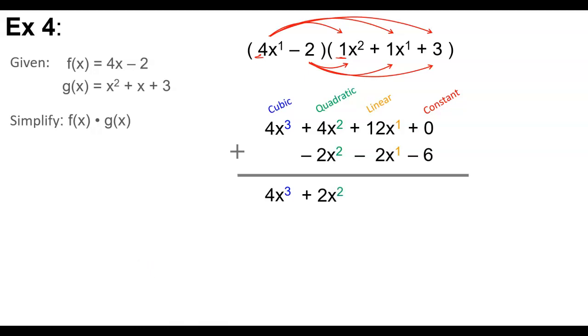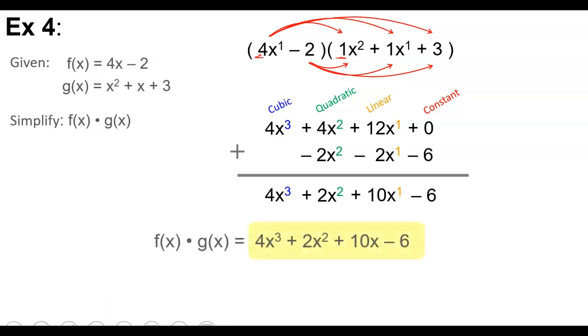What about the next one? 12 minus 2? 10x. And then the last one? Negative 6, okay? Careful with the signs, because I don't want y'all to get these wrong based on that. Okay, and that would be your final answer. But you have to multiply first correctly, combine like terms correctly, okay?